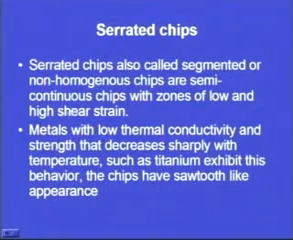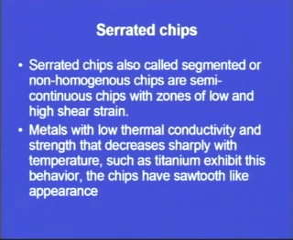Then the third category of chips are the serrated chips. Serrated chips, also called segmented or non-homogeneous chips, are semi-continuous chips. These are in between the continuous and the discontinuous chips, with zones of low and high shear strains. So, if we see the chips, there will be zones of high and low shear strains. Now, which type of metals will result in serrated chips?